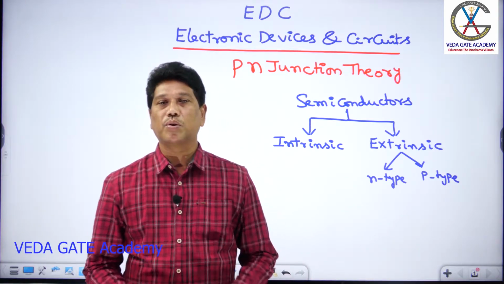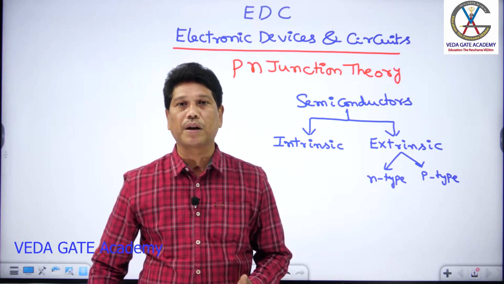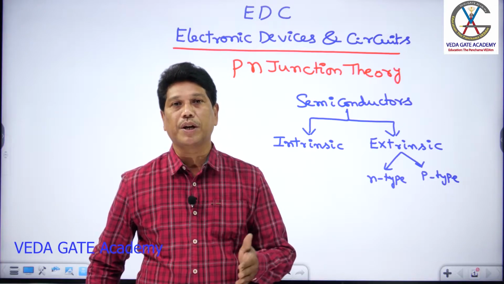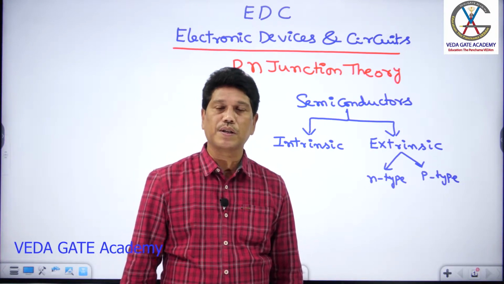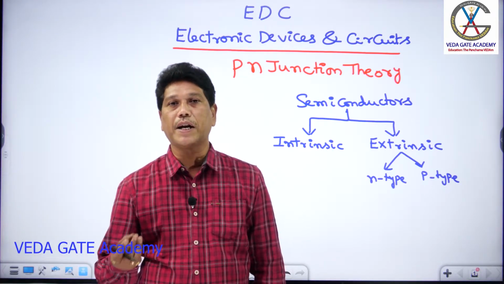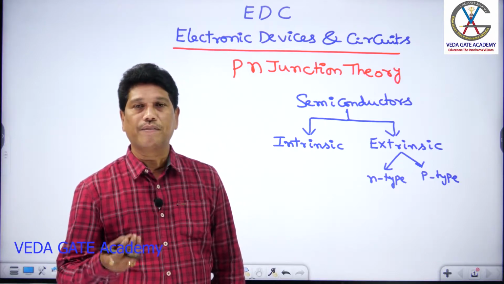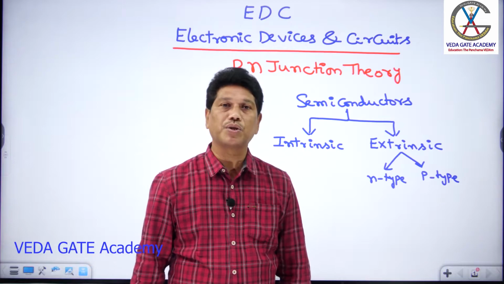What are the applications of this extrinsic semiconductor? Instead of using N-type and P-type material separately, you commonly combine an N-type semiconductor with a P-type semiconductor. The resultant formation is called a diode. A diode is obtained by diffusing P-type and N-type material together, and on diffusing them together you get a PN junction device.